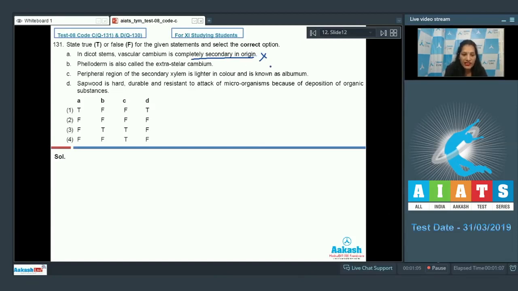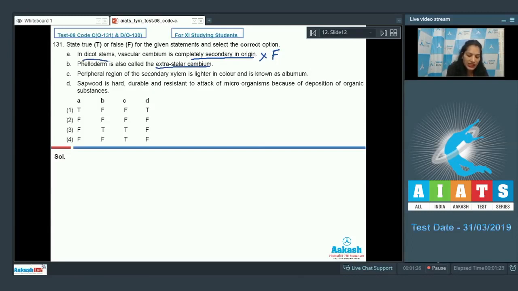So the intrafascicular cambium is primary in origin and the interfascicular cambium is secondary in origin. Both together, intra and interfascicular cambium, form the vascular cambium. So this statement is false. Second, phylloderm is also called the extrastellar cambium.